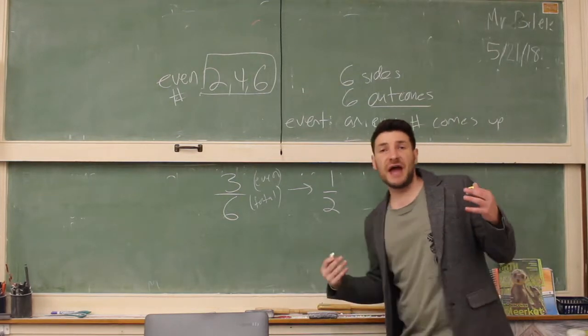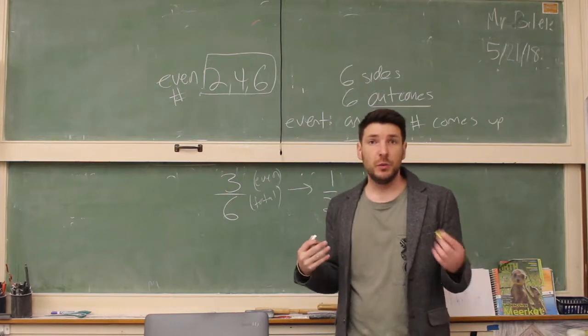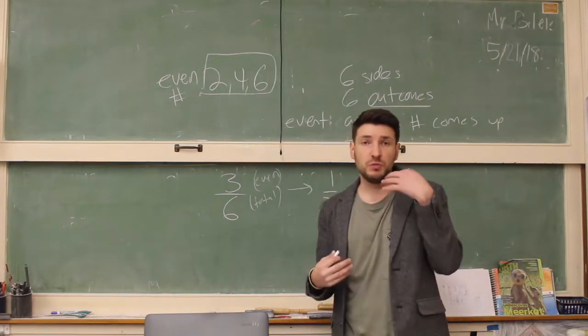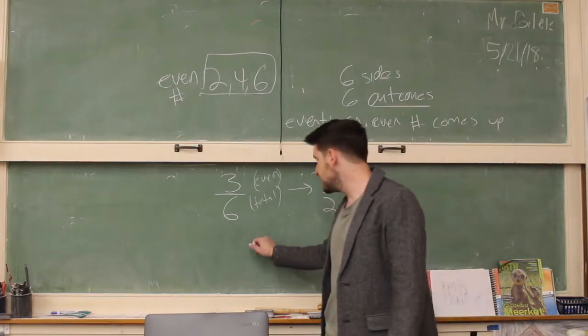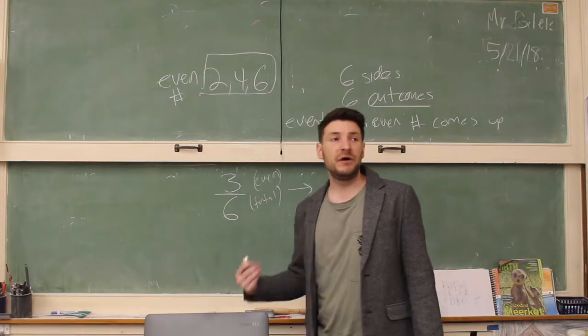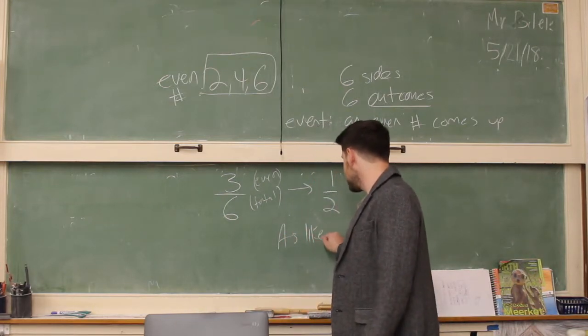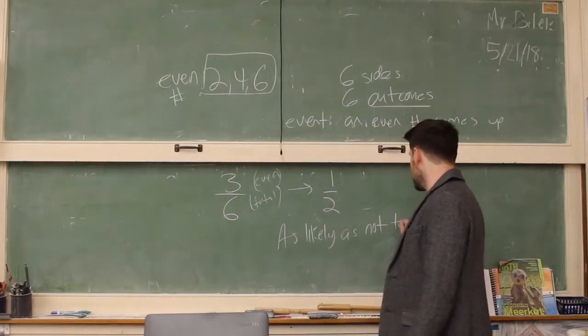So, if I were to ask, what's the probability or how likely would it be that you would roll an even number when you roll a die one time? It would be 50%. Or, as we learned it, the probability would be as likely as not to occur.